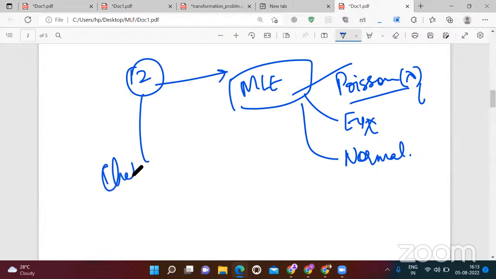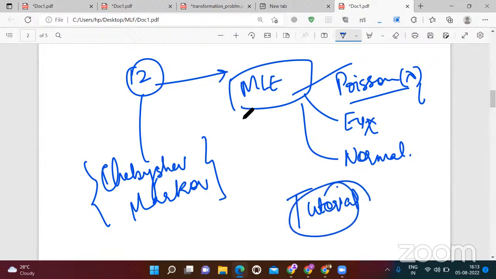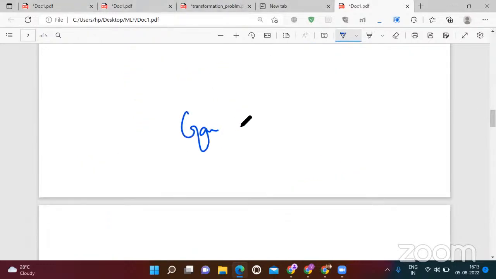And the Chebyshev inequality and Markov's inequality. These are the important topics from the 12th week. You can go through the tutorial once and go through all the problems. The Gaussian mixture will not be there, since it is a totally theoretical part. The Gaussian mixture or EM model, the expectation maximization model, will not be there, and neither will the linear transformation.